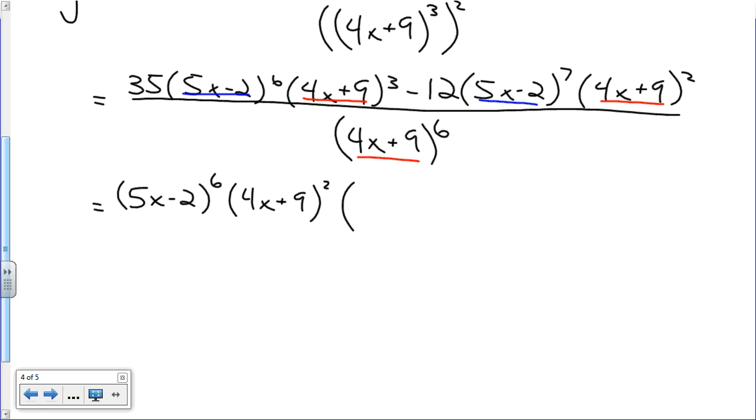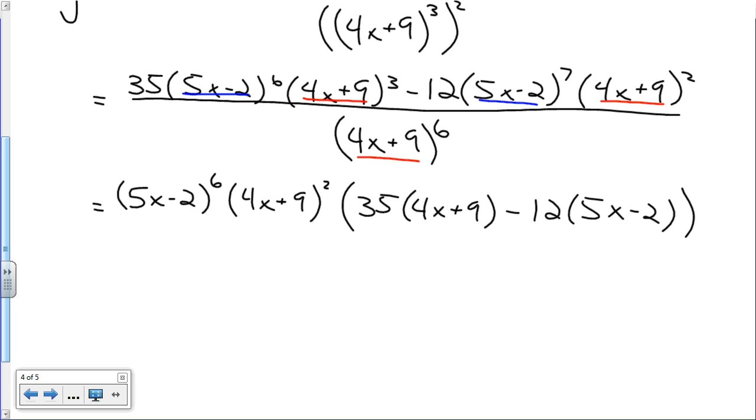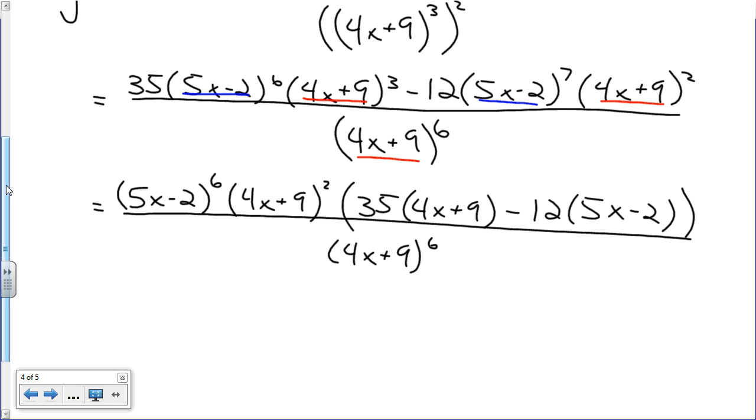And now what I'm left with, so I've got 35, that constant still there. And the 5x minus 2's, I took all 6 of them out. 4x plus 9's, I had 3 of them. I only took 2 out, so I'm still left with 1 of those, 4x plus 9. 12 still is there. The 5x minus 2's, I factored out 6 of them. I had 7, so there's still 1 of those guys left. And the 4x plus 9's, I factored both of those guys out, so they're both gone. This is all divided by 4x plus 9 to the 6th.